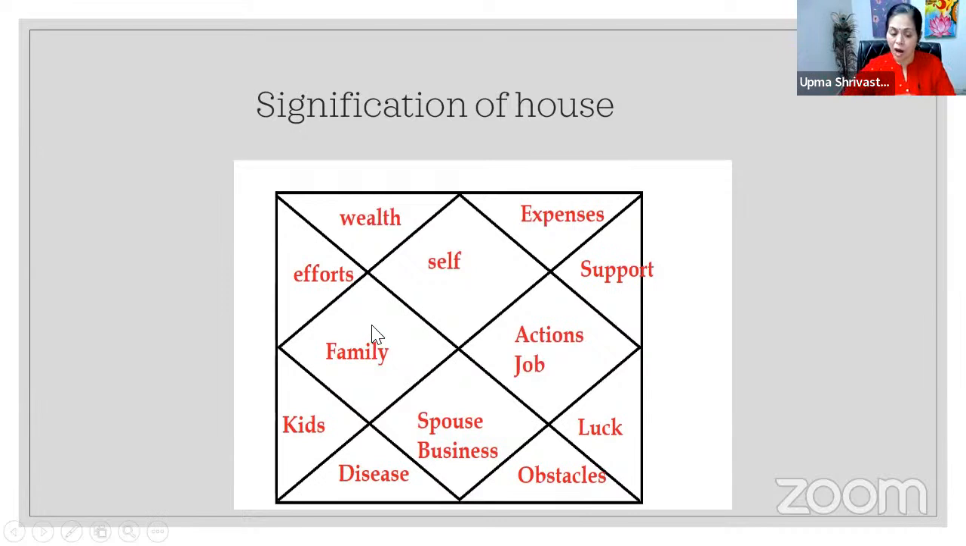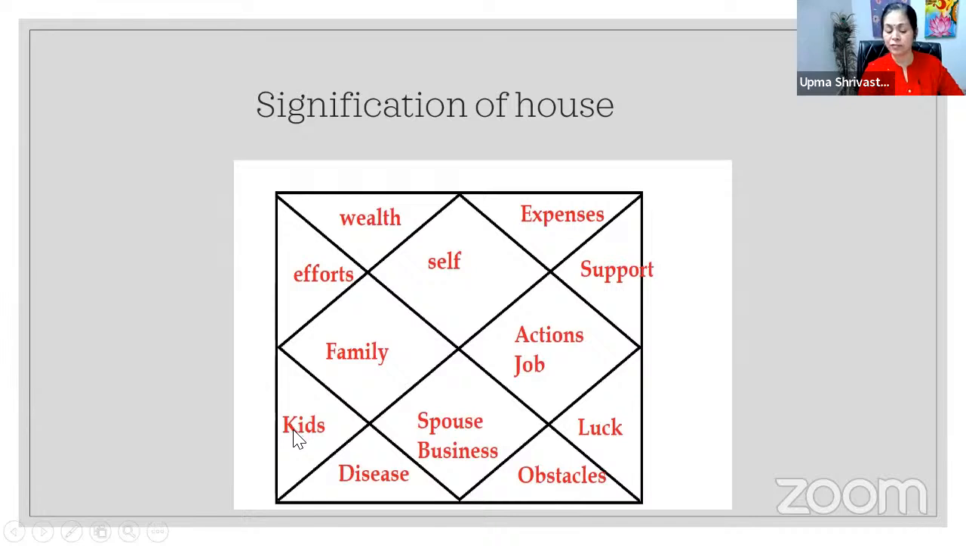So how your relations will be with your mother. You will buy which type of car, a luxury car or an essential car, what kind of things you are able to purchase or will have in your home. Your peace of mind will be checked from the fourth house.